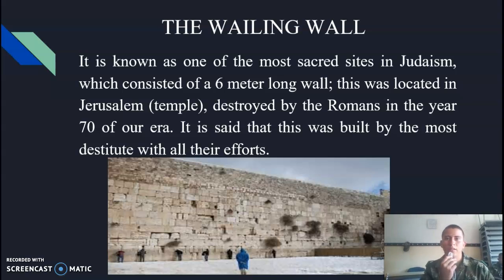Teacher, the Wailing Wall is known as one of the most sacred places in Judaism, and it consisted of a 6-meter long wall. This was located in the Jerusalem Temple, destroyed by the Romans.